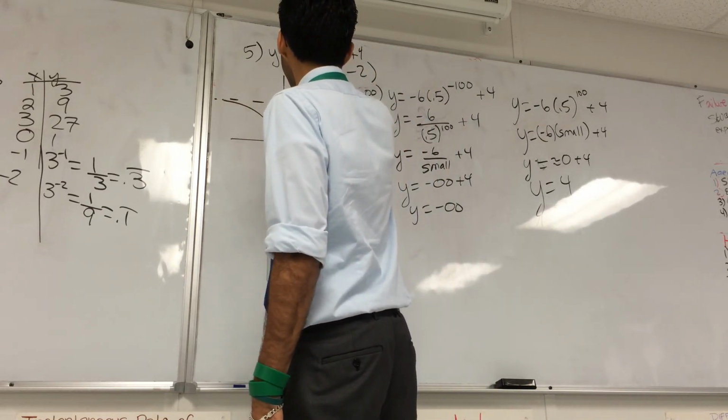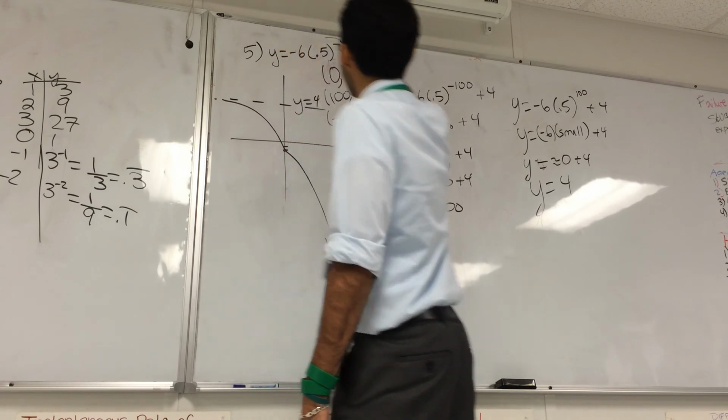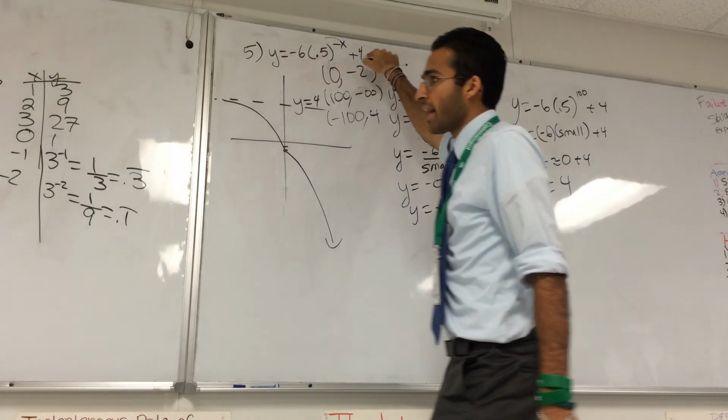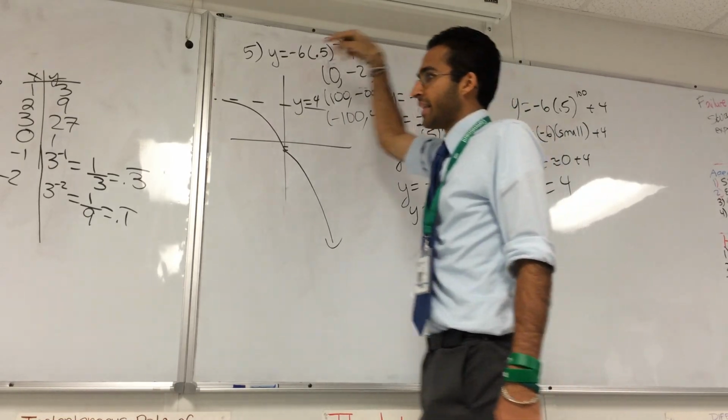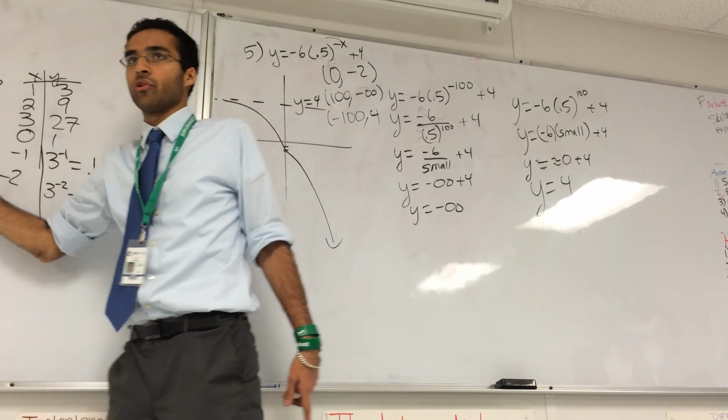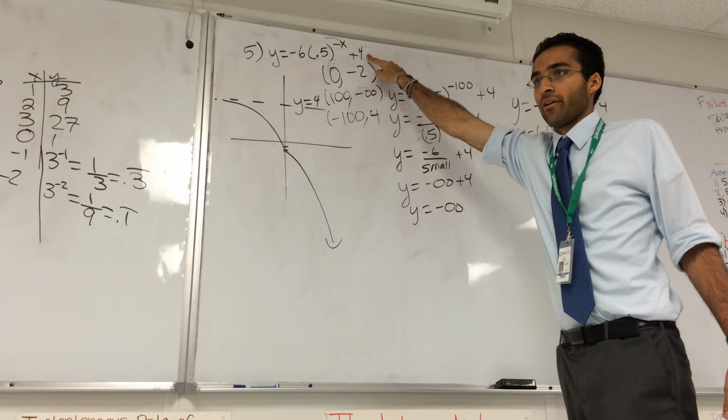And here's our asymptote. The asymptote moved up 4 spots. Why? Because there's a vertical shift up by 4. The asymptote's originally at y equals 0. It shifts up by 4.